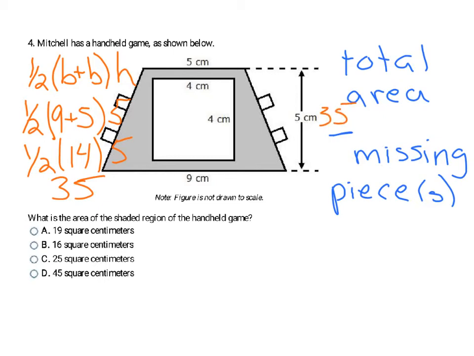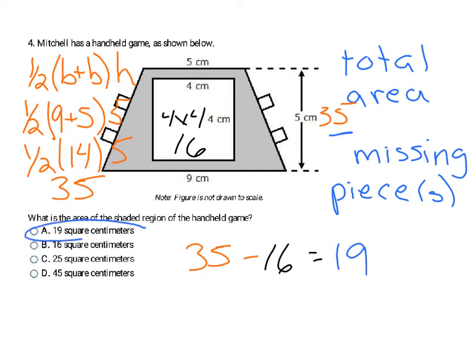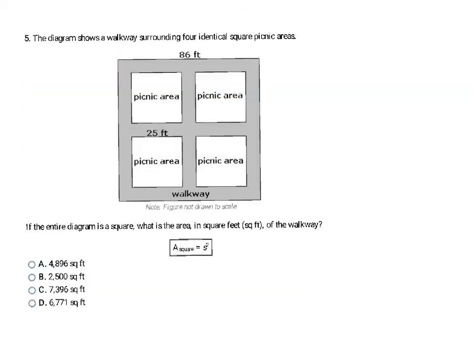And then I have to find the area of the missing piece. So that's going to be this square in here. To find the area of a square, I take 4 times 4, length times width, which is 16. So that means here I'm going to be taking 35 minus 16, which is going to be 19. And that's going to be my final answer, 19 square centimeters, choice A.